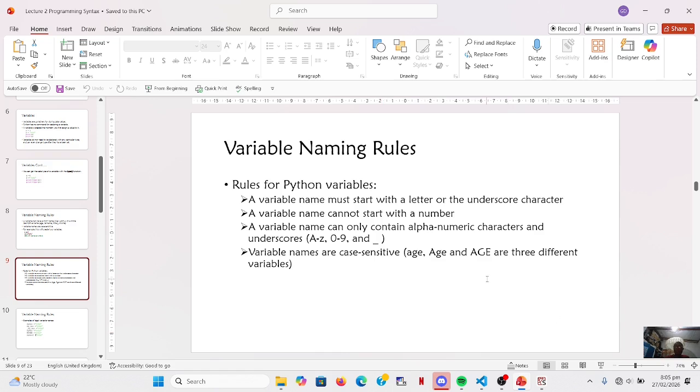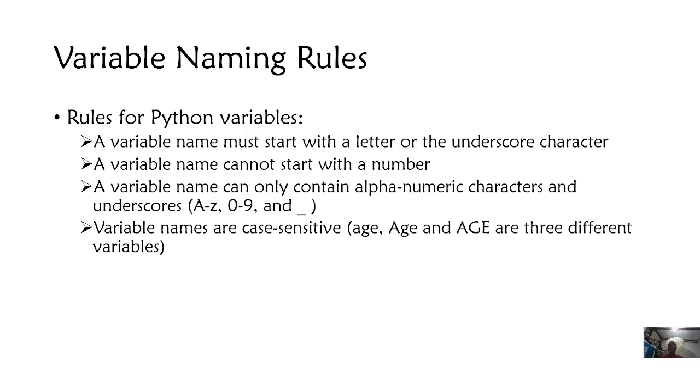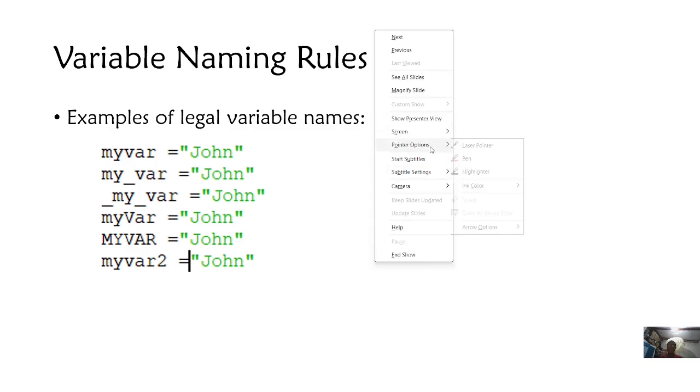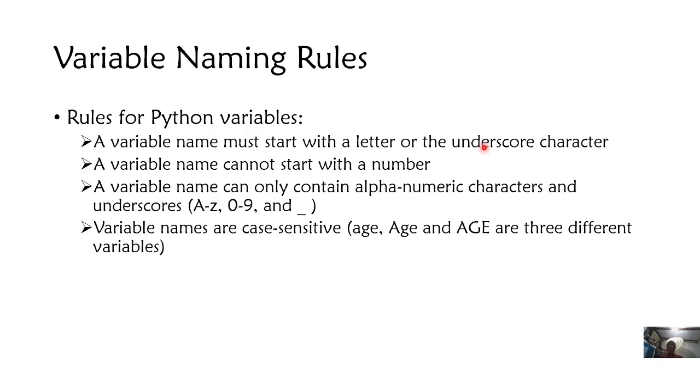Naming variables: a variable name must start with a letter or underscore character. A variable name cannot start with a number. A variable name can only contain alphanumeric characters and underscores. Variable names are case sensitive. So this age, and this age, are different variables. They're not the same.